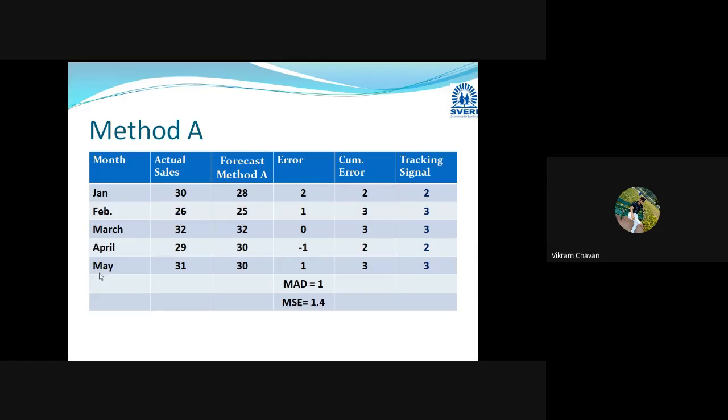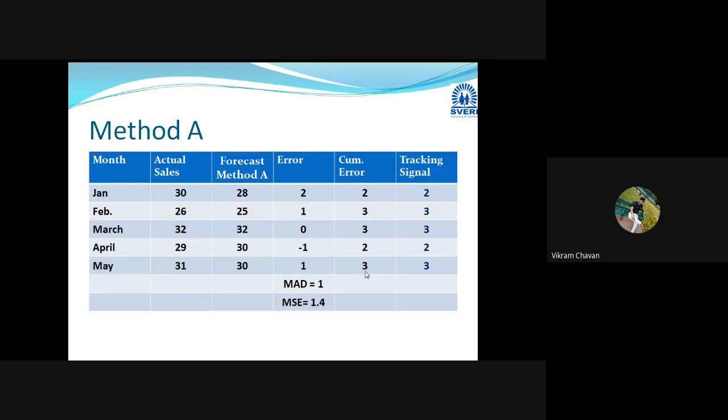For the May month, actual sale was 31 units, forecasted sale was 30 units. So the error is 31 minus 30, we will get an error of 1. And cumulative error is nothing but the cumulative error up to the previous month, 2, plus the current month error, 1. So 2 plus 1 will become 3. We'll get a cumulative error of 3 for the May month.